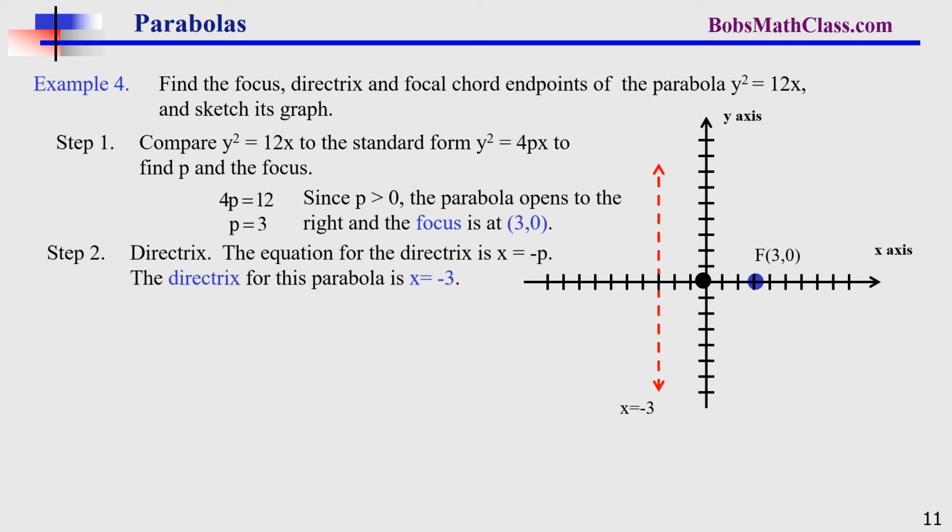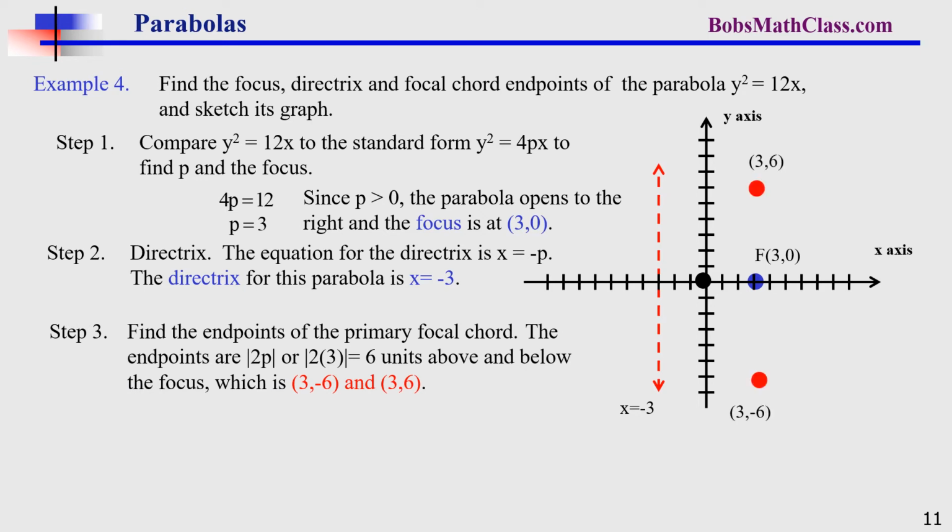All right, next, focal chord endpoints. We do 2 times p, and that's going to go up and down from the focus. So 2 times p is 3, so 2 times 3 is 6. So you're just going to count 6 up and 6 down. 6 up, 6 down from the focus. And that should give you (3, 6) and (3, -6). Now we have all our information. Draw in your parabola, and we're all done.